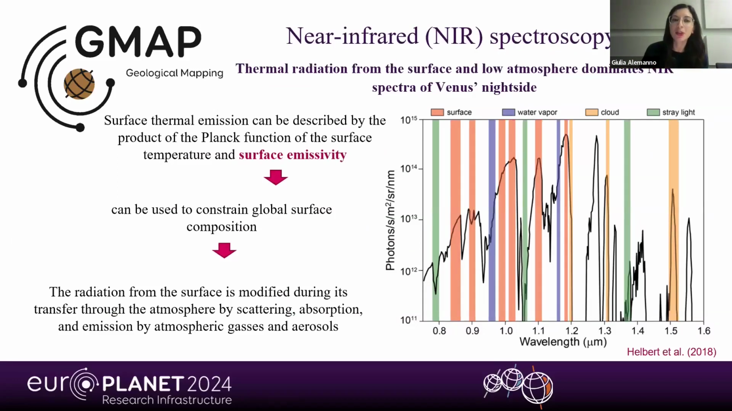And surface thermal emission is directly linked to surface emissivity, which can be used to constrain the global surface composition of Venus. However, it needs to be taken into account that the radiation that comes from the surface of Venus is passing through the atmosphere. And during this path, it undergoes scattering phenomena in the clouds of Venus. And this scattering makes it difficult to retrieve the signal coming from the surface. And we will see how it is possible to extract from VIRTIS data the signal coming from the surface, taking into account all these phenomena that happen in the atmosphere.